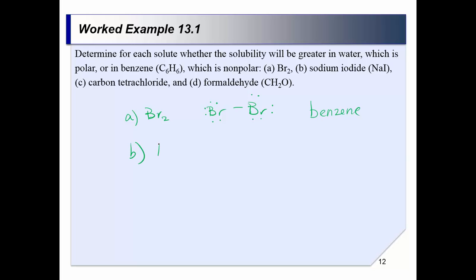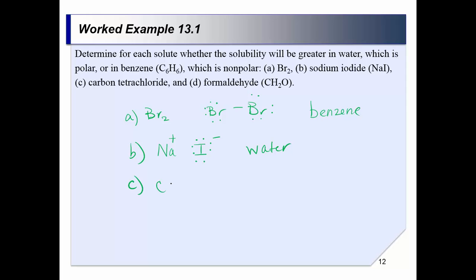B, we have sodium iodide, NaI. The Lewis structure looks something like this. Remember, we're making a positive and a negative. We have an ionic compound. That ionic compound is polar, therefore it will be more soluble in water.